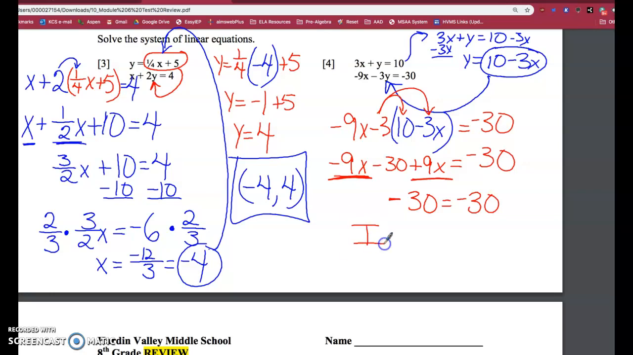That means that there are infinitely many solutions. If we wrote this equation here in our slope-intercept form, we would find that it would be identical to this equation as well. So, infinitely many solutions.